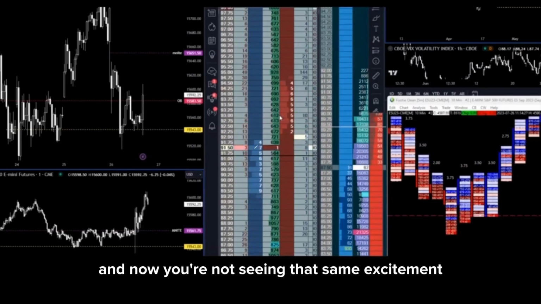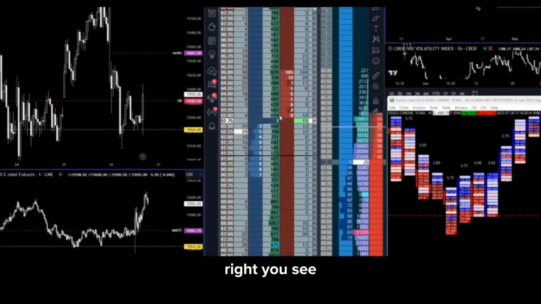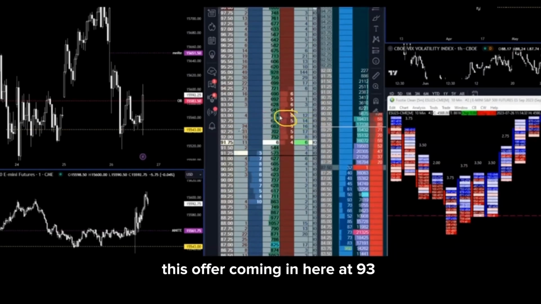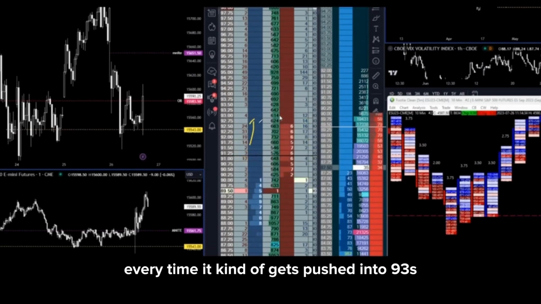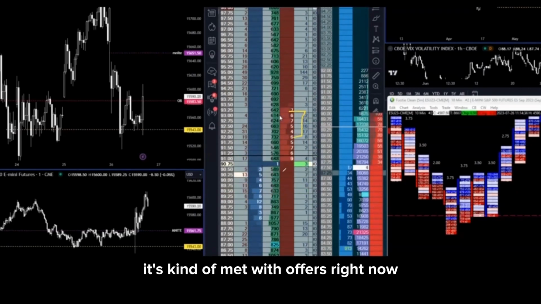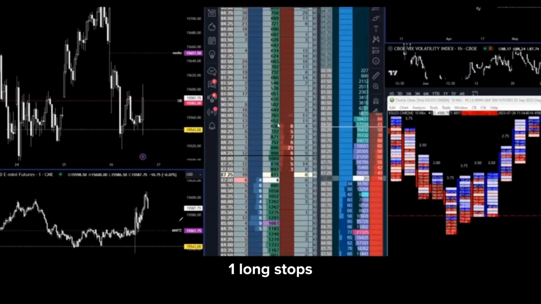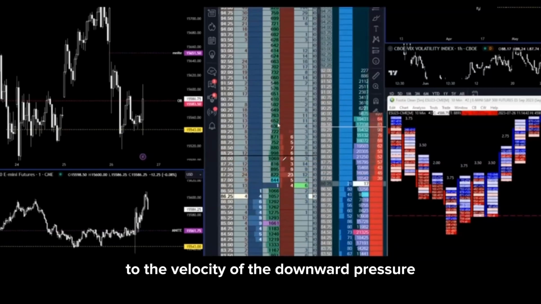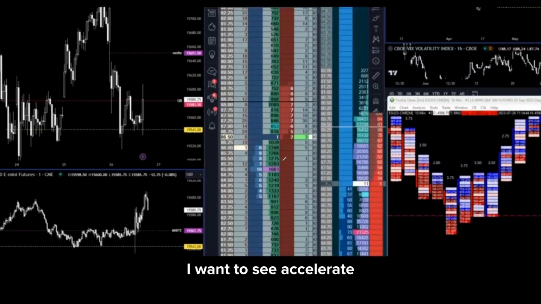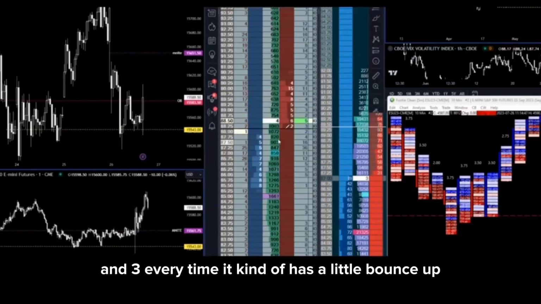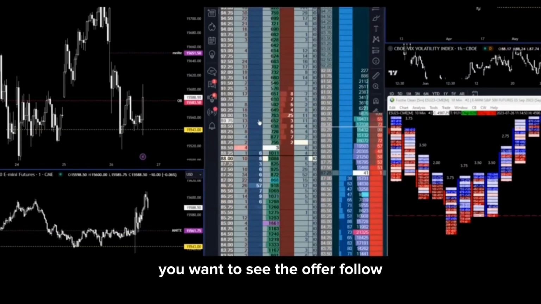And now you're not seeing that same excitement from the bids, right? You're seeing this offer coming in here at 9.3s. You can see every time, very subtle, every time it gets pushed into 9.3s, it's met with offers, right? Now all I'm paying attention to is one, long stops, two, the velocity of the downward pressure. I want to see it accelerate. And three, every time it has a little bounce up, you want to see that offer follow.